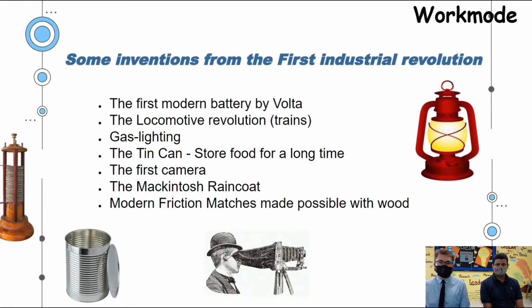Here are some inventions from the first industrial revolution. You have the first modern battery. If you go to the extreme left-hand side, you can see there are coils around a wooden chamber, and that was the first modern battery. Then using steam, they were able to build trains, and they figured out how to use gas lighting. They used steam to make the tin can, and they were able to make one of the first cameras and the raincoat. Those are some of the inventions from the first industrial revolution.